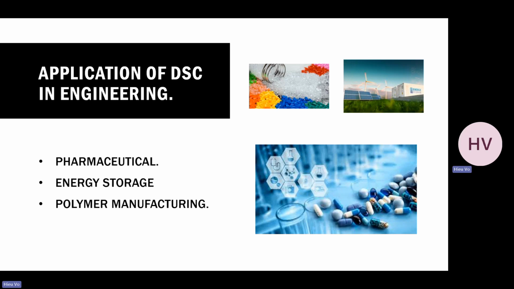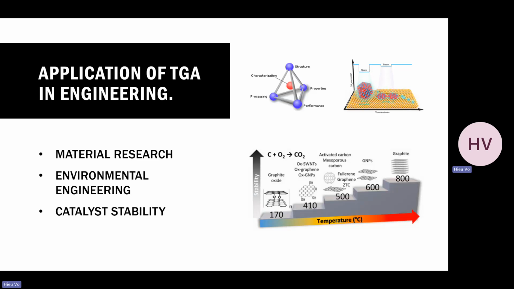It can be used in the pharmaceutical industry, energy storage, and polymer manufacturing. And then the application of TGA in engineering. First is catalyst stability. It helps us evaluate the thermal stability of catalysts during various chemical reactions.